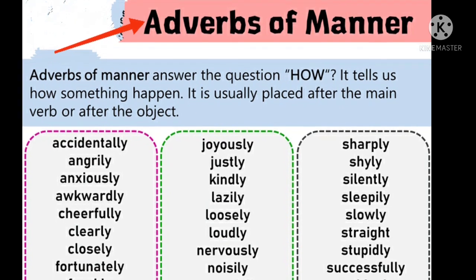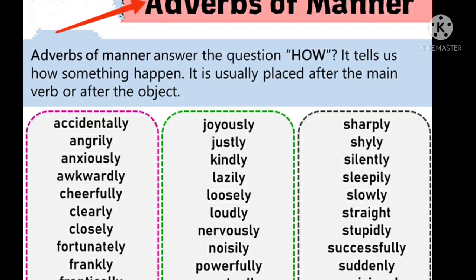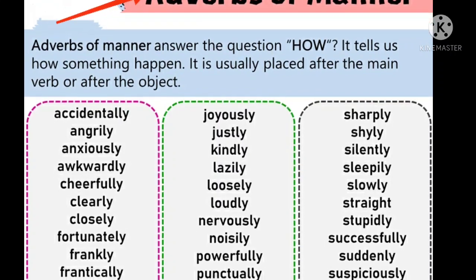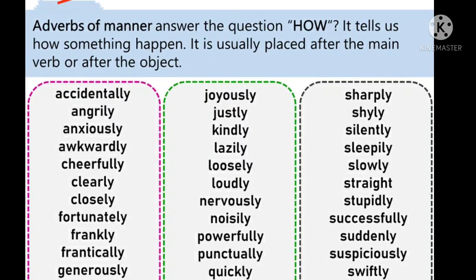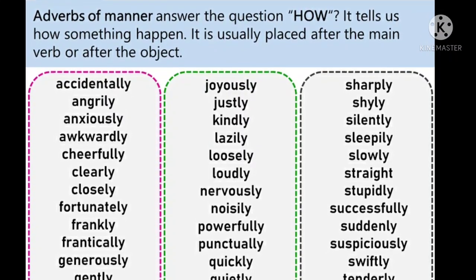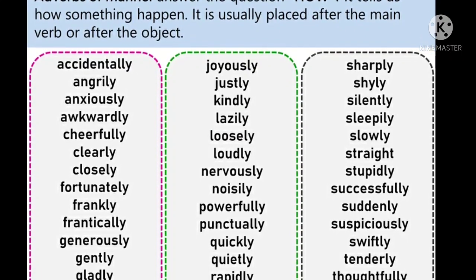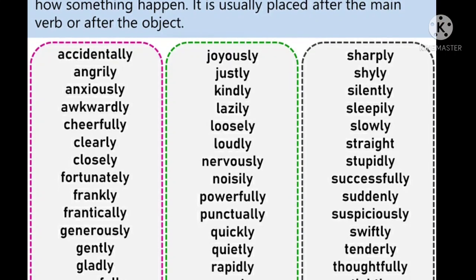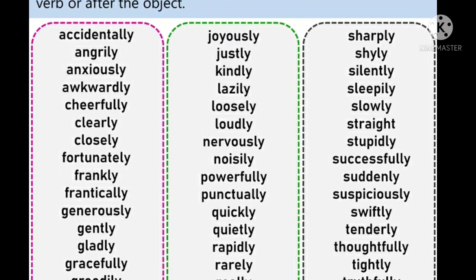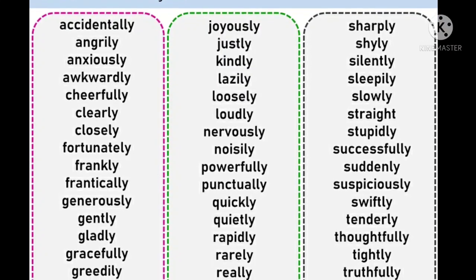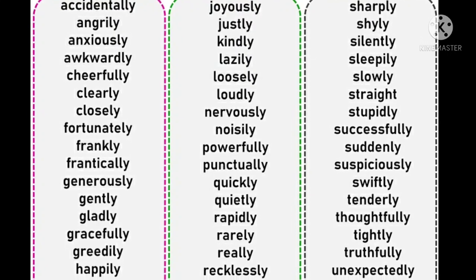The first kind of adverb is the adverb of manner. As you can see, adverbs of manner answer the question how. It tells us how something happens. It is usually placed after the main verb or after the object. A few examples of adverbs of manner written on the screen are: accidentally, angrily, anxiously, lazily, silently, successfully, swiftly, tenderly.